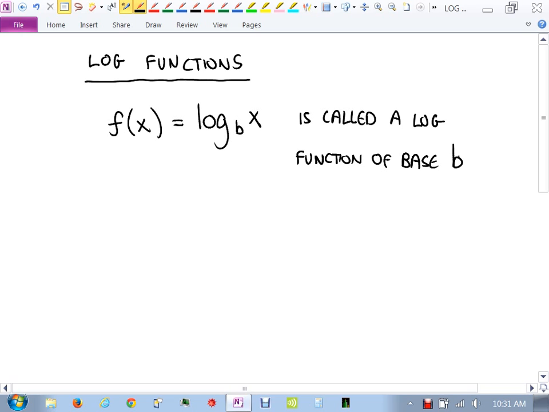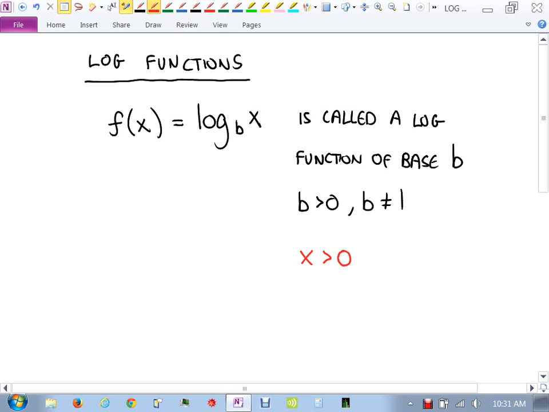We have the same restrictions on our base. Our base must be greater than 0, and our base cannot be 1. That was exactly the same with the exponentials, right? We have one other condition with log functions that you did not have with exponentials, and that's this: x must be greater than 0.